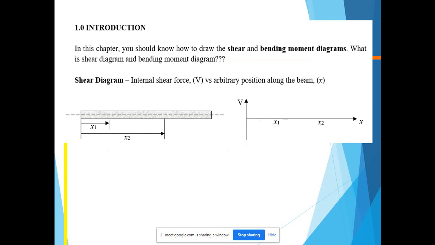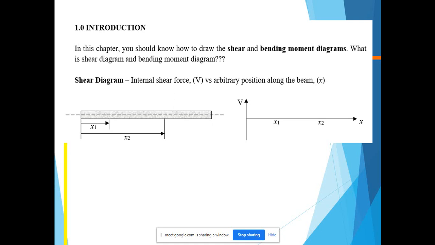Alright, first, for the introduction, in this chapter you should know how to draw the shear and also bending moment diagram. Okay, so that is our main purpose for this chapter. So we expect the student to know how to draw shear and also bending moment diagram.